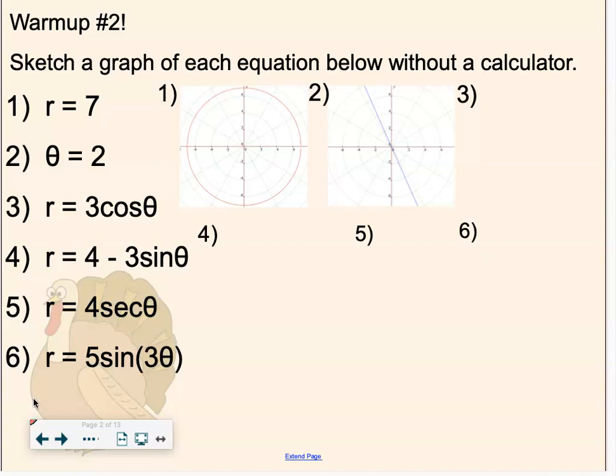Just because theta is 2 doesn't mean it only goes this way, because you could have both a positive and a negative radius, right? So it has to apply for all possible values of r, which includes positives and negatives. So it's got to go in both directions.